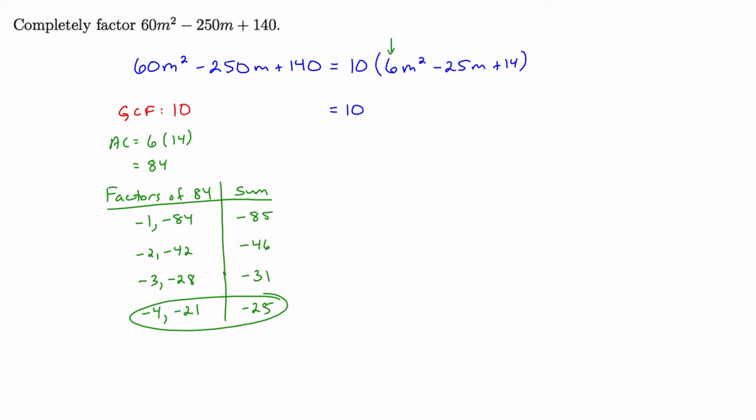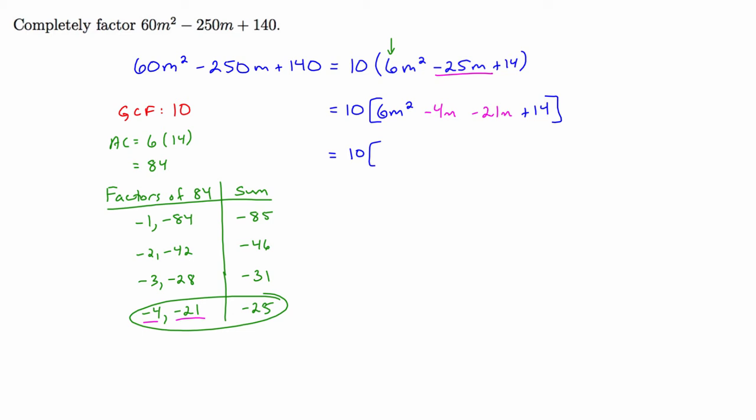To make use of this factor pair to factor the trinomial, you want to remember that the AC method really relies upon the grouping approach. And to use the grouping approach, we're going to take that middle term, that negative 25m, and split it apart into a negative 4m and a negative 21m. So we'll take that 6m squared minus 25m plus 14 and rewrite it as 6m squared minus 4m minus 21m plus 14. Now that we have four terms inside the parentheses, we can use our grouping approach.